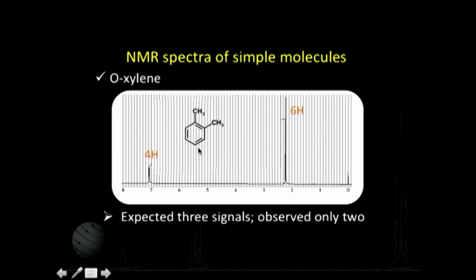This is a typical case which is called accidental equivalence. That means these protons are expected to be different, but they happen to be accidentally equivalent, and what we get is a signal for 4 protons as against 2 signals for 2 protons each.